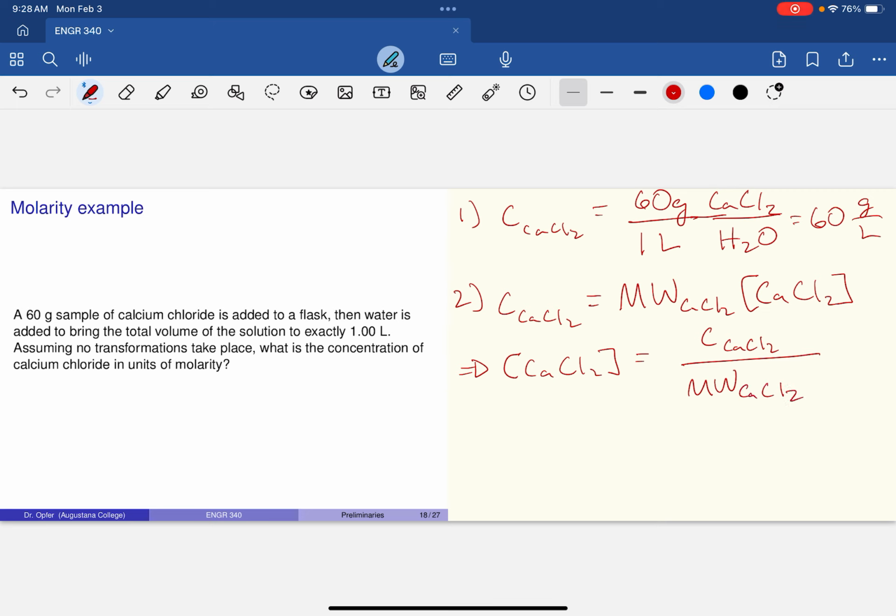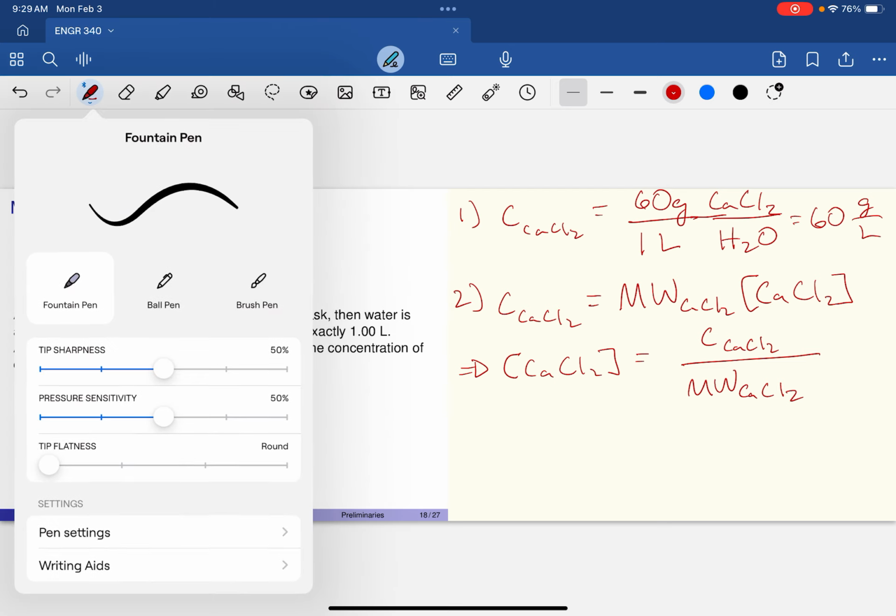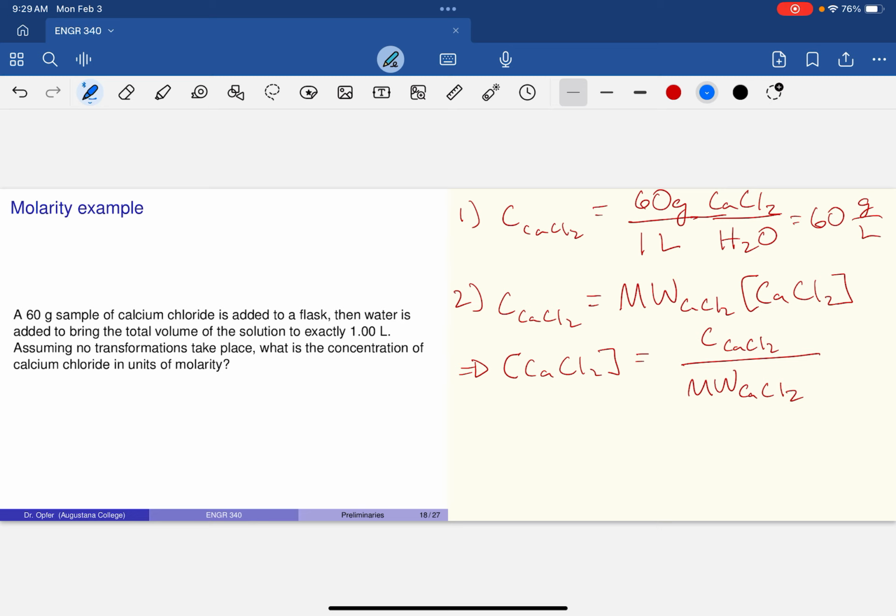Okay, so now we know, oops, that's not what I meant to do. We know this, we just found that out. That's the 60 grams per liter. This is some known constant that we can just Google. So we just need to find the molecular weight of calcium plus 2 times the molecular weight of chlorine, and that will give us the molecular weight of calcium chloride. So let's do that.